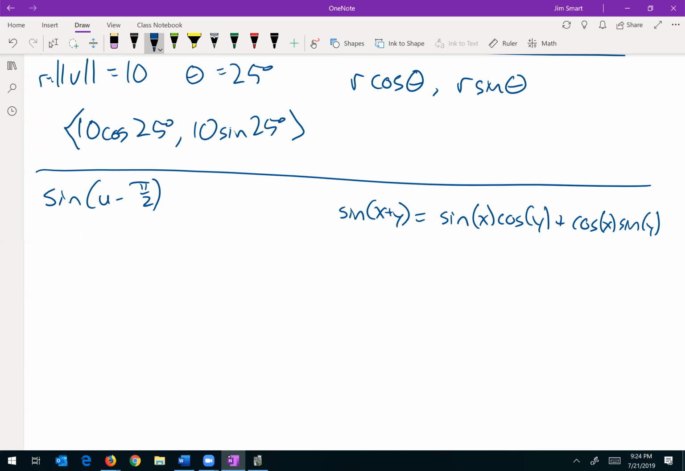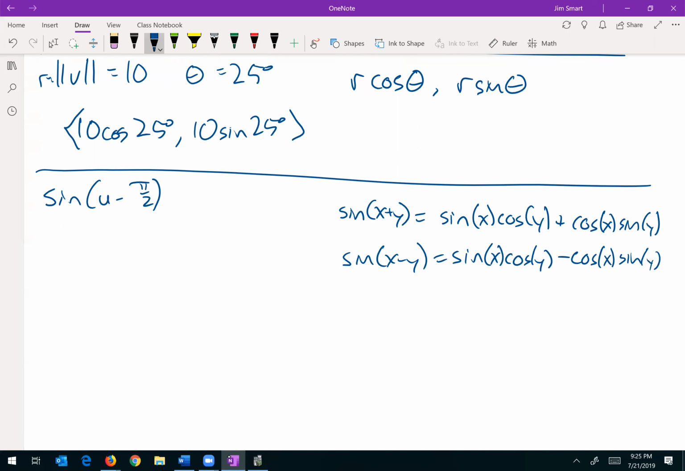For the double angle formula, they're both x. Sine of 2x is sine of x plus x, so you get sine x cosine x plus cosine x sine x, and that's where you get the formula we used just above. So with the minus, sine of x minus y is sine x cosine y minus cosine x sine y.